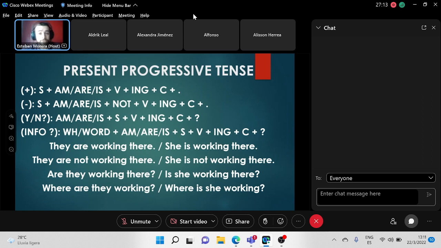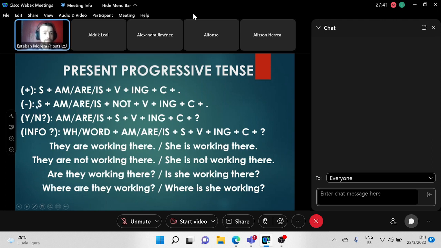I am calling my mother tomorrow. Close future action. She is working the next Sunday. Close future action. I am eating after this class. Close future action. Positive sentence, the subject. Remember that we use verb be, are or is, the verb ing, and the complement.